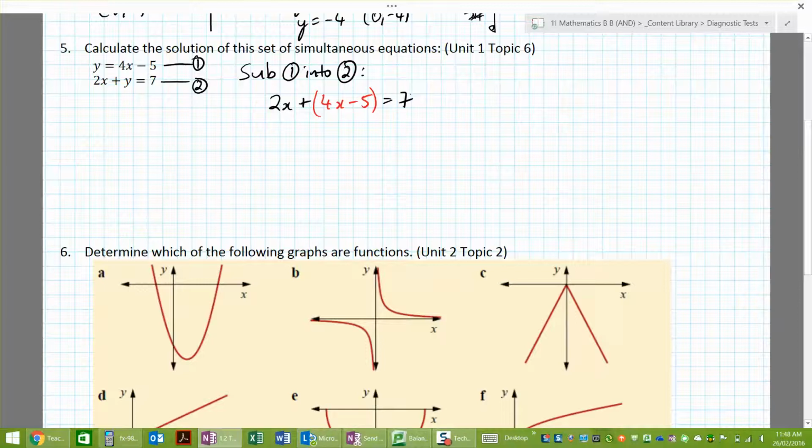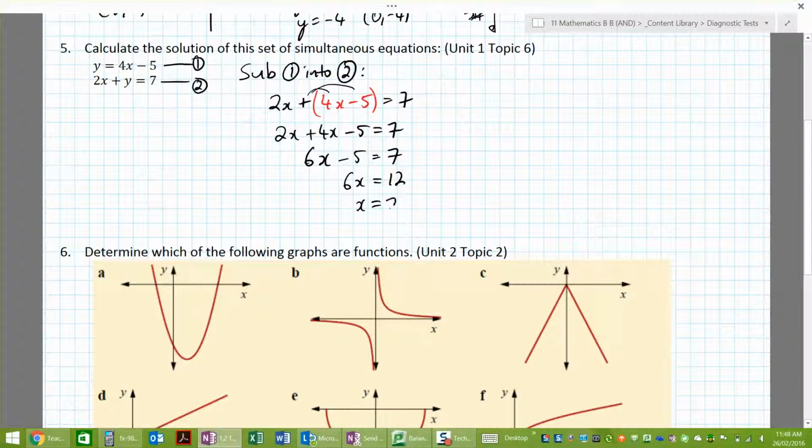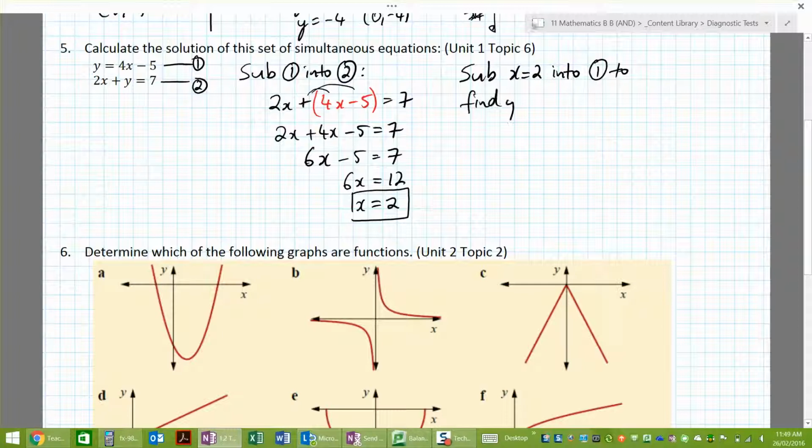equals 7. Okay, so 2x, that plus I can expand, nothing happens to it. 6x minus 5 equals 7, 6x equals 12, x equals 2. Some people stopped here. That's not the solution. That's just one component of it. I need to then sub x equals 2 into one of these equations to find y. I'll sub it into equation 1 to find y.